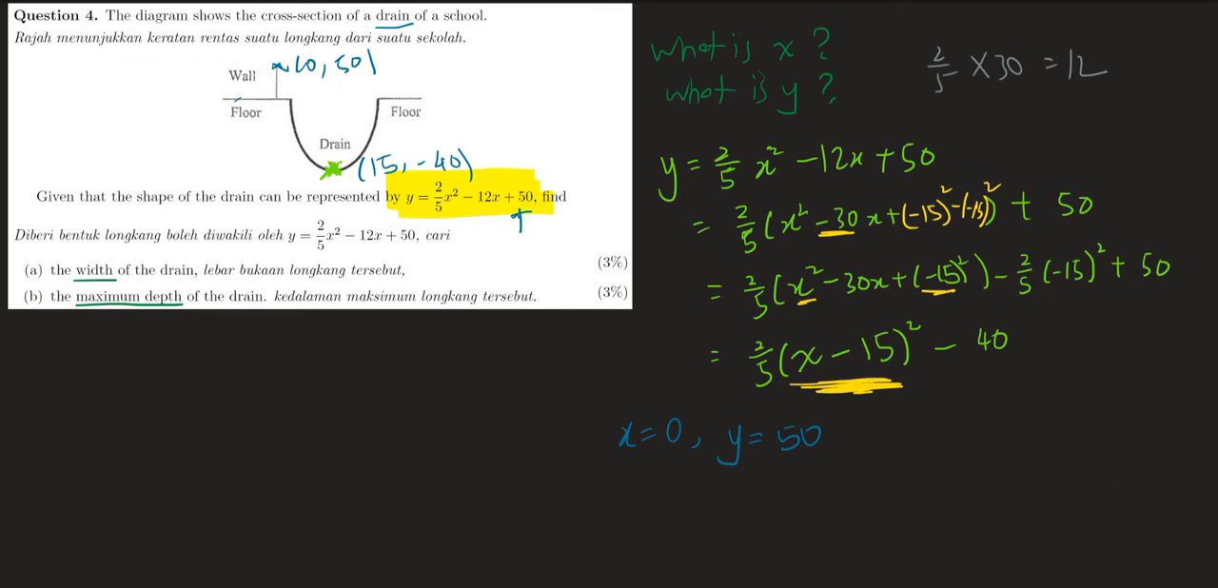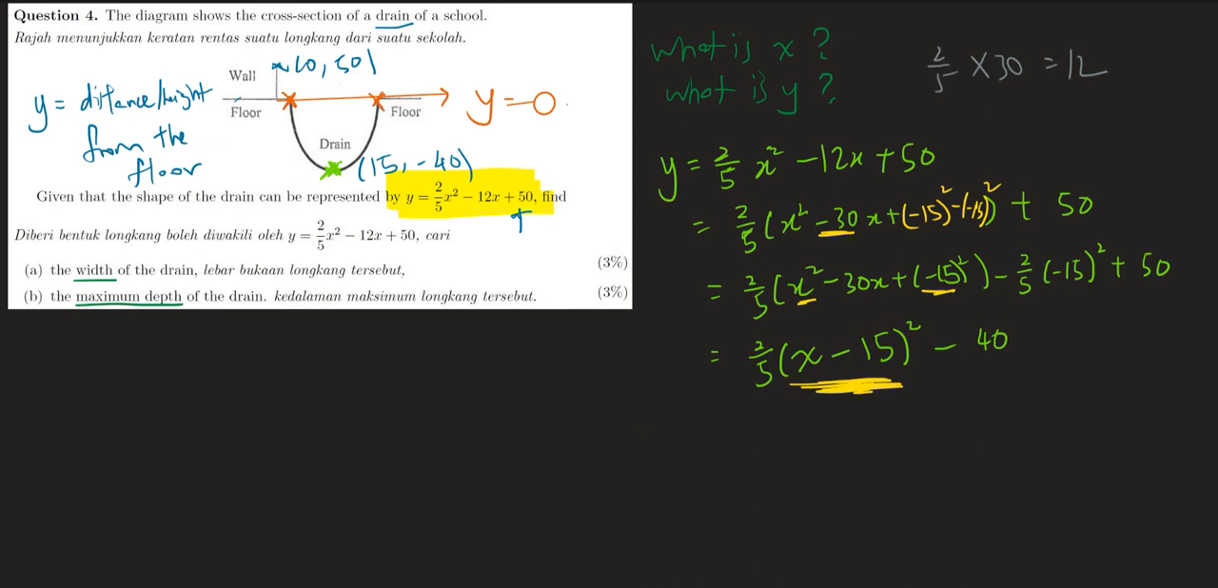Alright, so this is 50, this is 40. So from here, the logical guess for us is y is the distance or the height from the floor. I'm guessing that's what makes sense. This is the distance from the floor. Now if we want to find the distance from the floor, it means that this part is y equal to 0. So if I want to find the width of the drain, I can find out these 2 points. With y equal to 0, I have these 2 points. So let's see what we get.